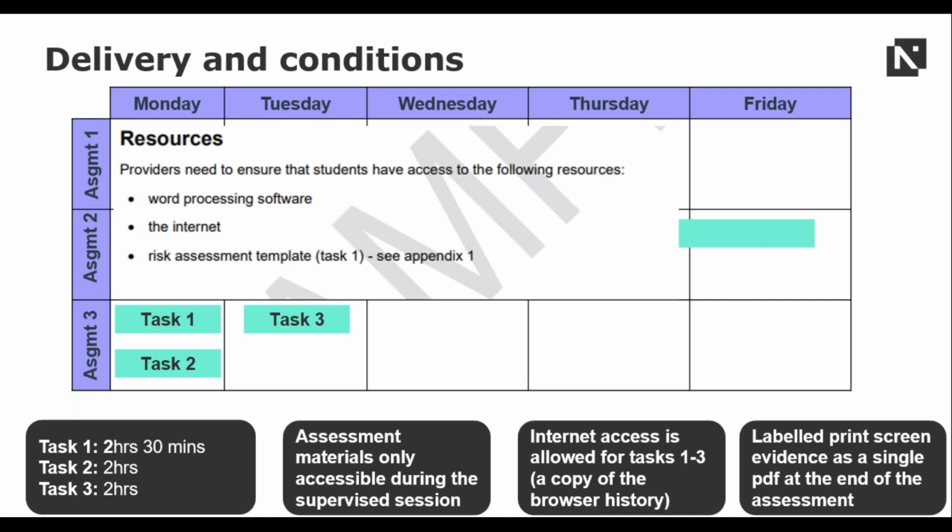The assessment material should only be available to students during this scheduled session, so do take account of this and ensure that you have secure storage areas for students' evidence. And all screen prints should be labelled and included in a single PDF file at the end of the assessment session.